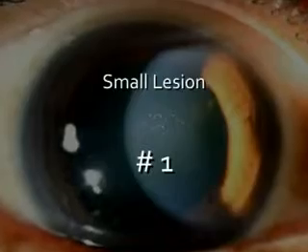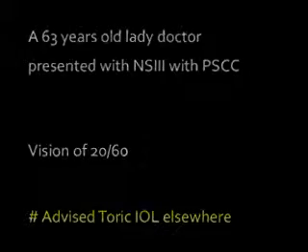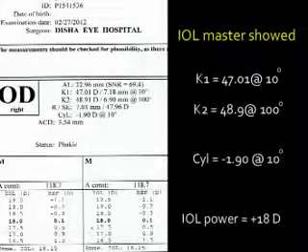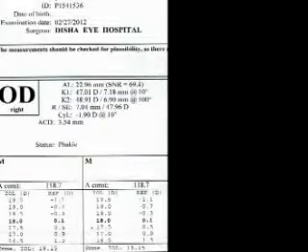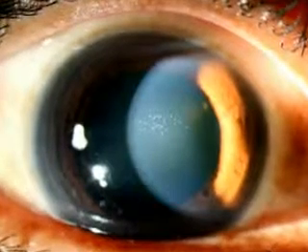A 63-year-old lady presented with grade 3 NS cataract with best corrected visual acuity 20/60. She was advised toric IOL elsewhere. IOL power calculation showed plus 18 diopter and her K readings showed a cylinder of 1.9 at 10 degree. On examination, a few elevated dots on the cornea were noticed in the pupillary area just off center.